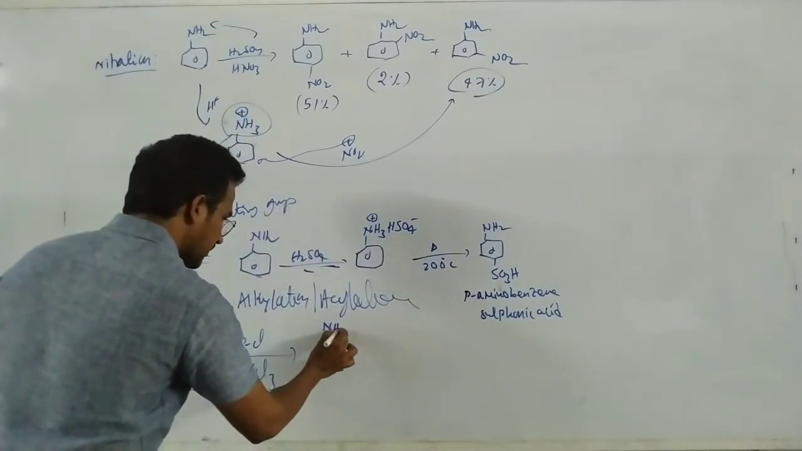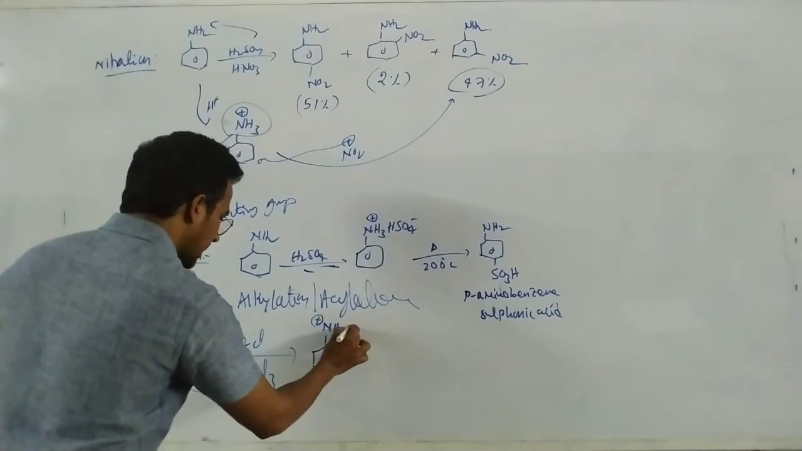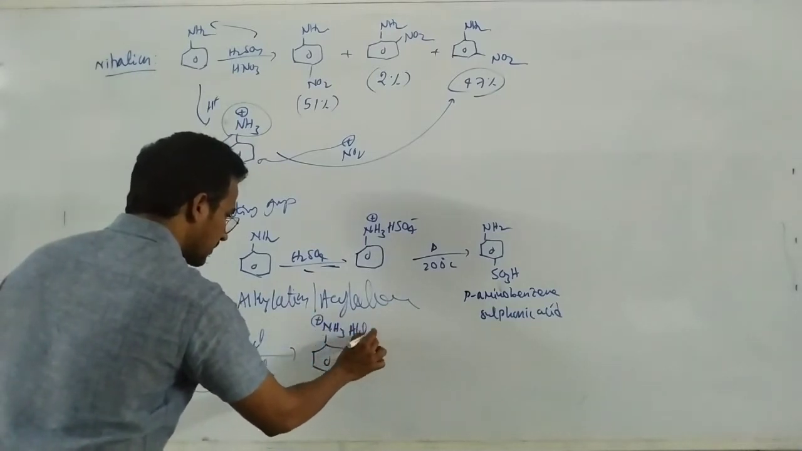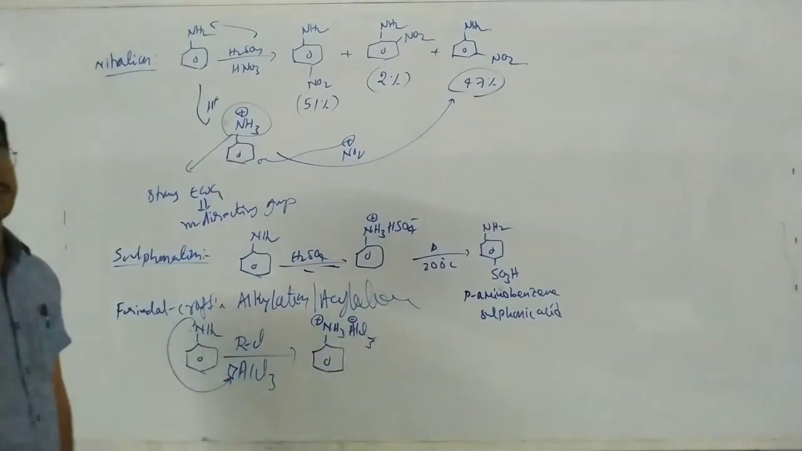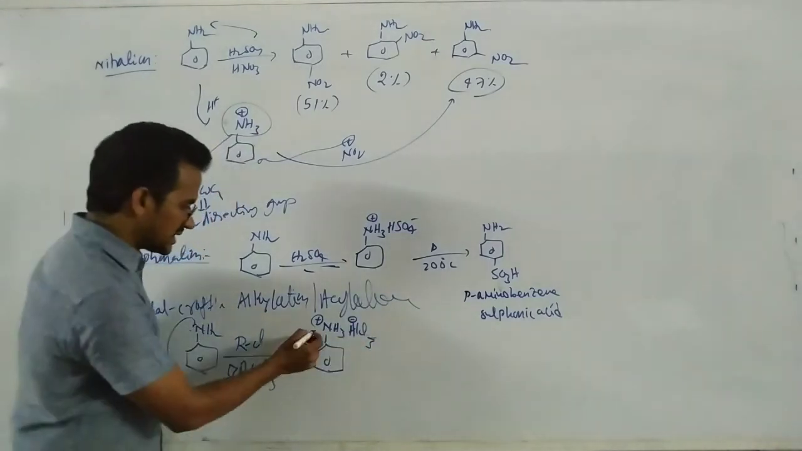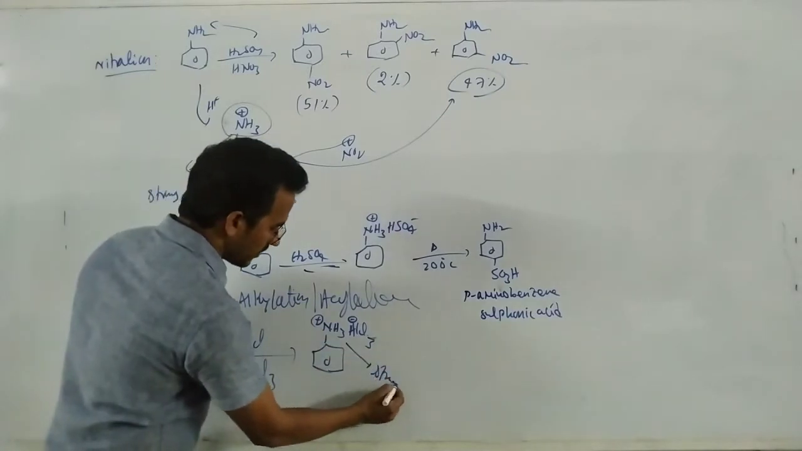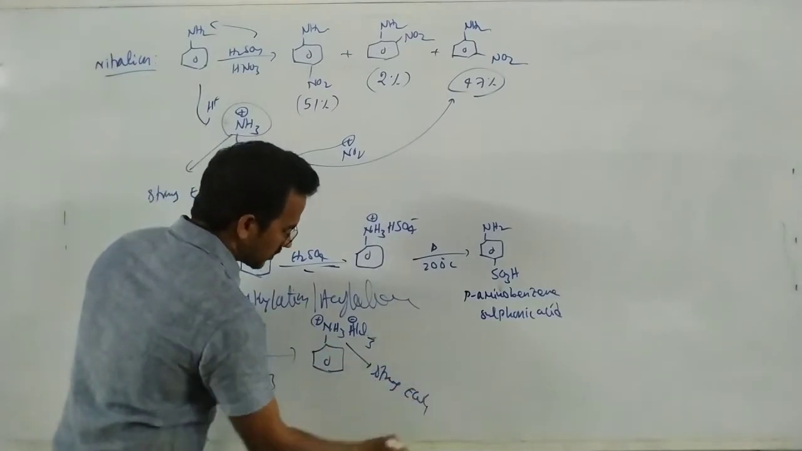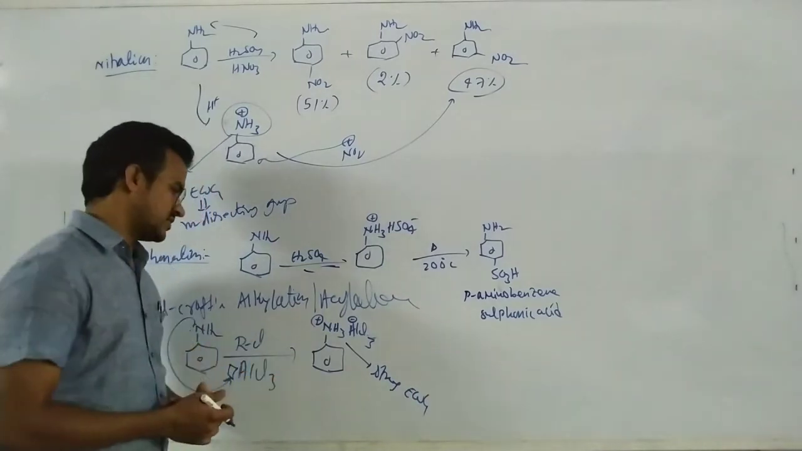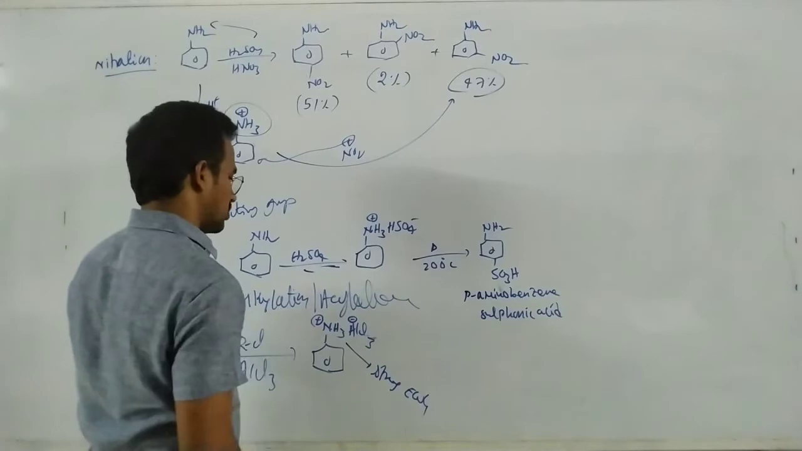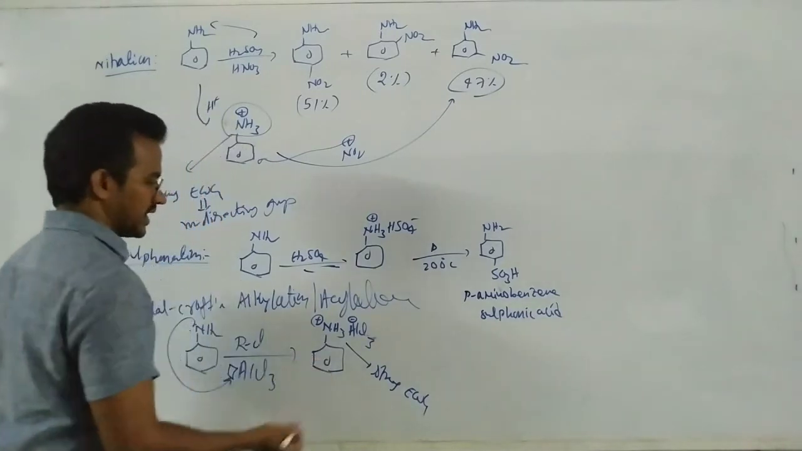So that becomes NH3 plus and AlCl3 minus. That means here NH3 plus is a strong electron withdrawing group. Okay. So the benzene ring is deactivated. So further there is no reaction. That means no alkylation, no acylation.